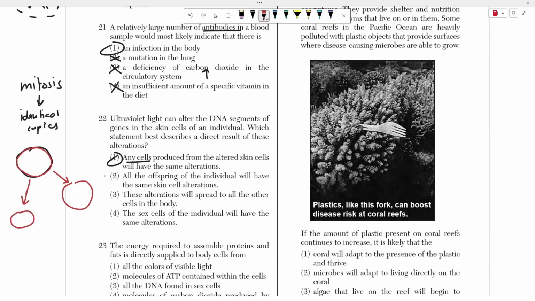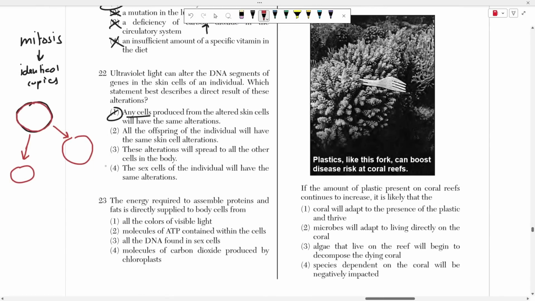So that's the issue with mitosis. Cells that undergo mitosis are always going to carry on that mutation into their identical offspring, right? These offspring are a direct copy of their parent. So they're going to contain that same mutation inside of themselves, okay? All offspring with the same individual have the same skin cell alterations.